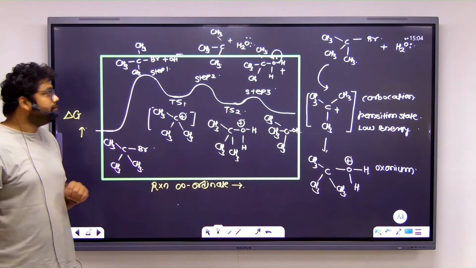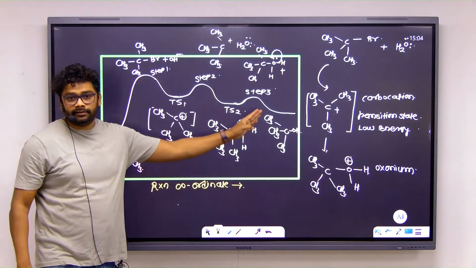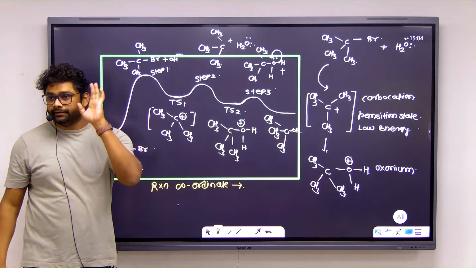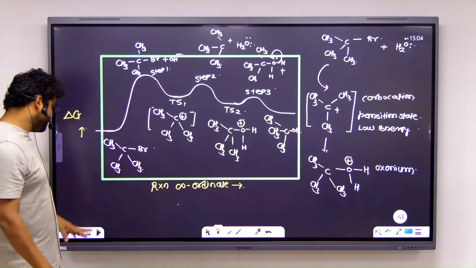Clear. So how many peaks are there? 3. Then it is known as SN1.